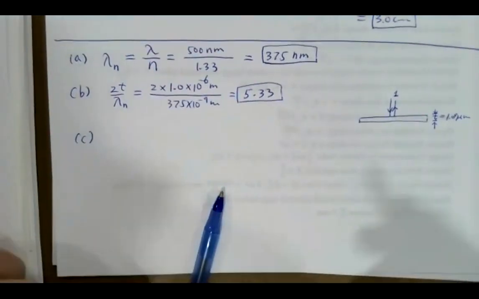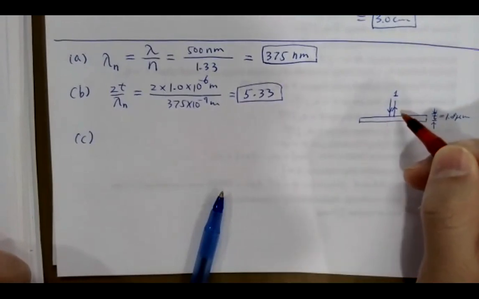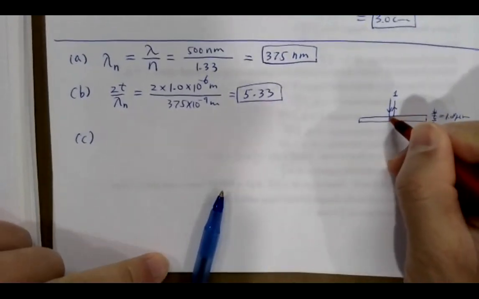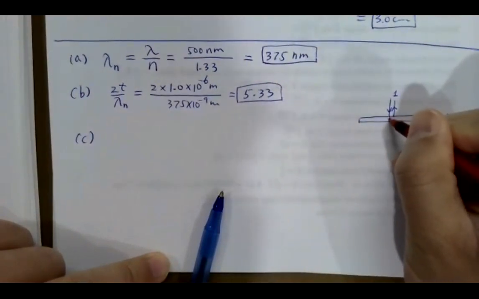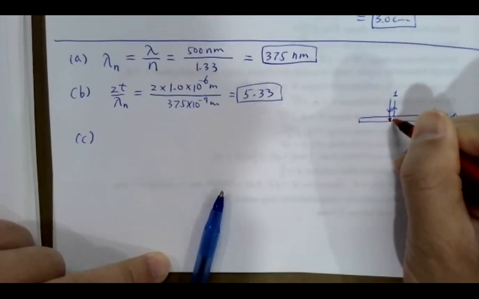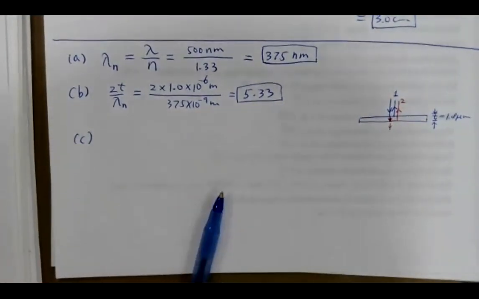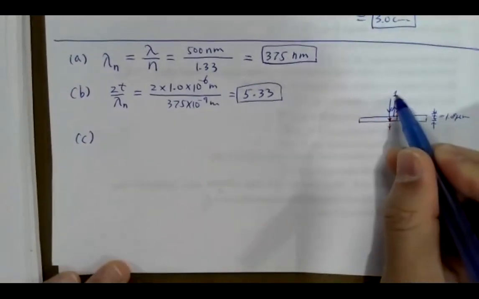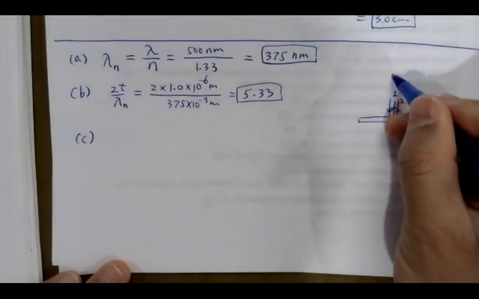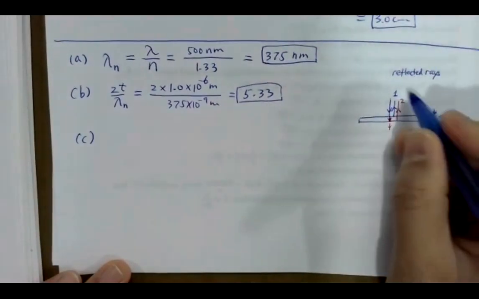Now, when light hits the surface of the thin film, part of it will be reflected, part of it will just enter the medium. That will go into the medium, and then when it hits the back surface here, partially it will reflect back upward, and part of it will enter the medium on the other side. So you'll see these two reflected rays, 1 and 2.